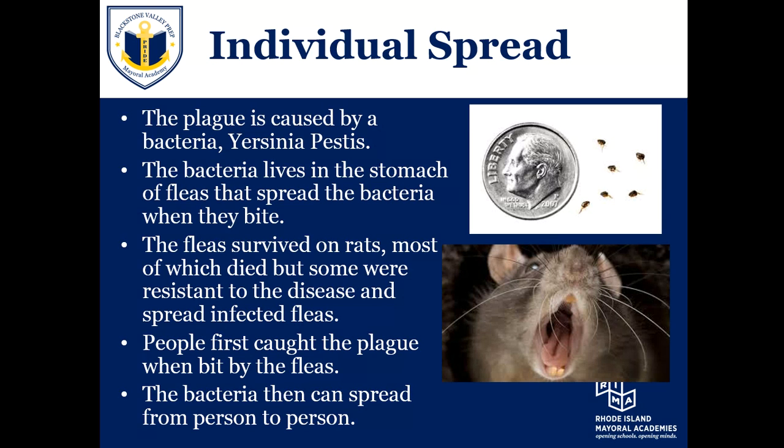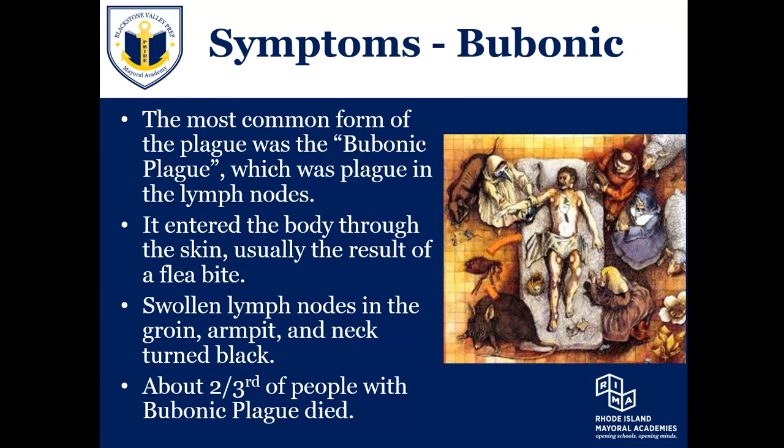Now, people are going to catch this disease. They're going to catch it because they're bitten by the fleas, the same way the rats were. And then once it's in people, the bacteria can then spread person to person. Again, by fleas that get infected by biting an infected person, or another version of it, which is spread through body fluids. We're going to talk about the three different types of plague, beginning with the bubonic.